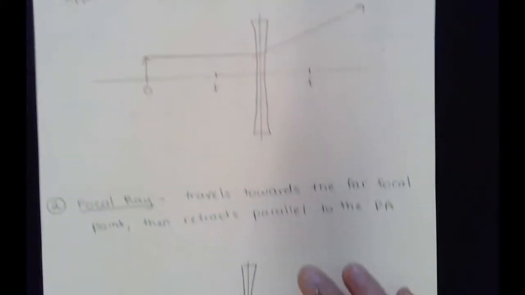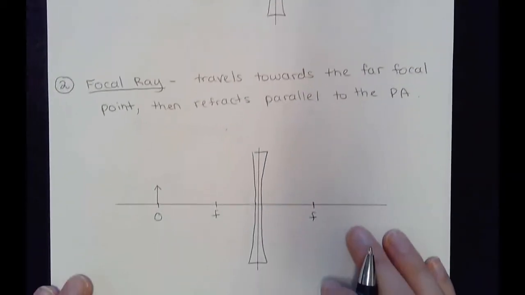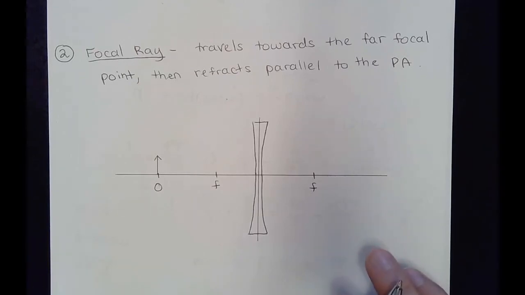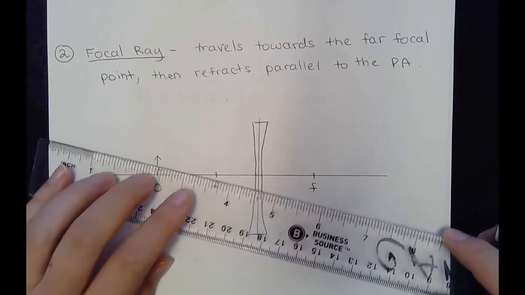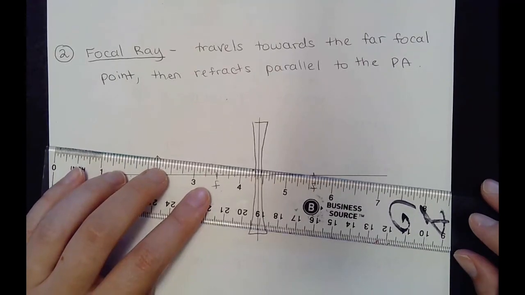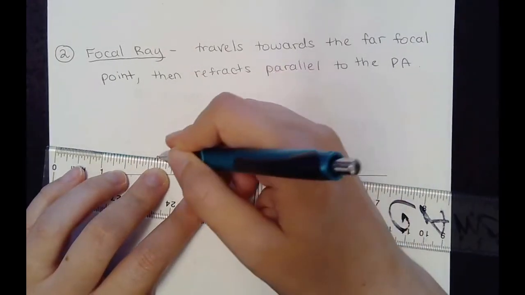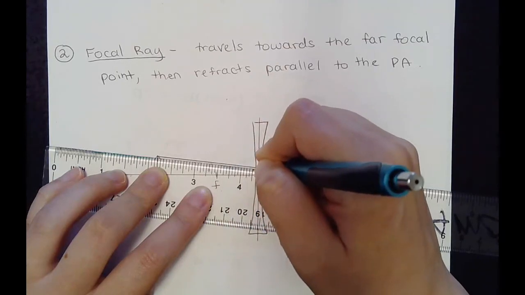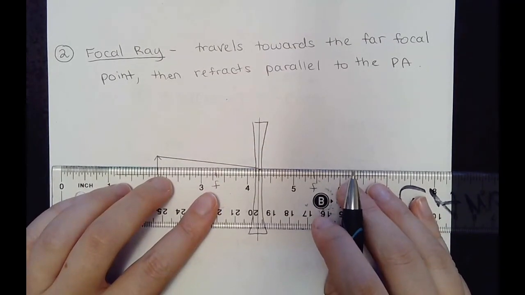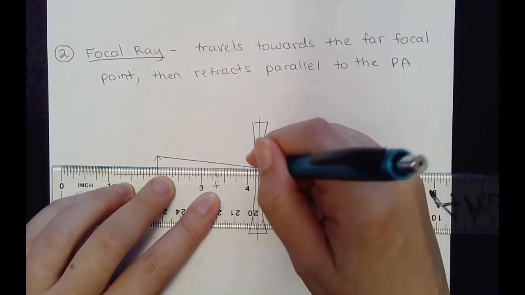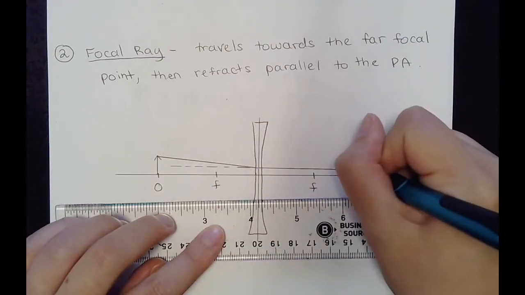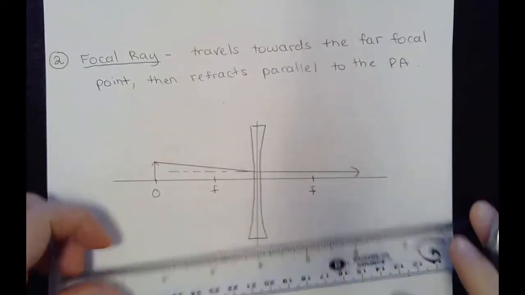Okay, now the focal ray. This one's going to move towards the far focal point and then refract parallel. So connect the top of the arrow to the far focal point with your ruler, and we'll send our ray there. When it hits the plane, we switch the ruler so that it will move now parallel to the principal axis. I'll extend it behind the lens since I know that it's going to diverge and produce a virtual image.